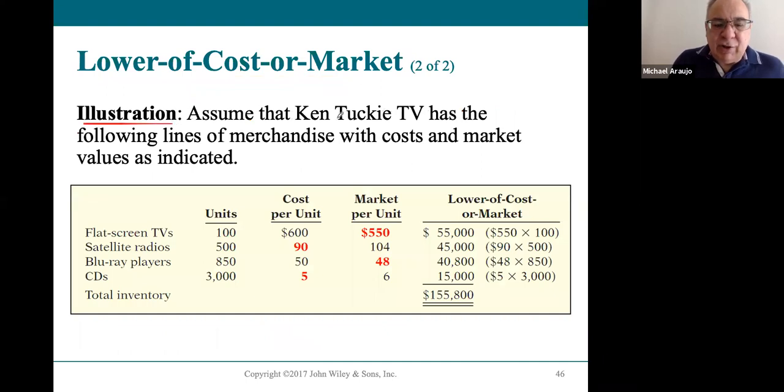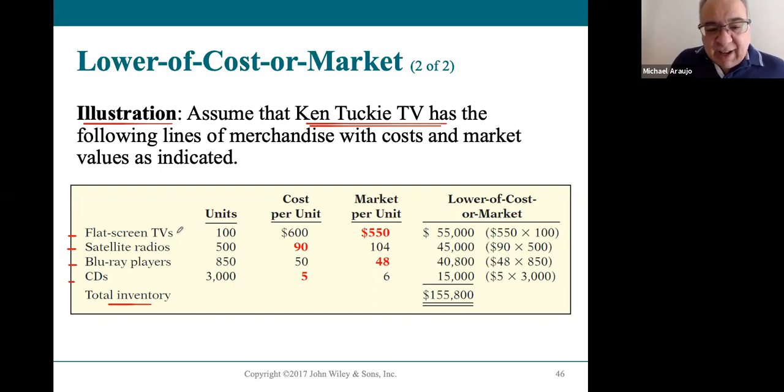So here's an illustration, and welcome to Kentucky TV. I am Kentucky. This is my inventory. We got some of them there flat screen TVs. We got satellite radios. We got Blu-ray players, and we got some CDs. Okay, a lot of inventory.